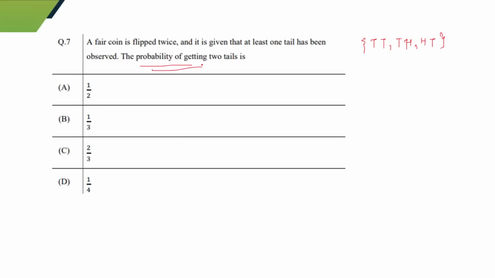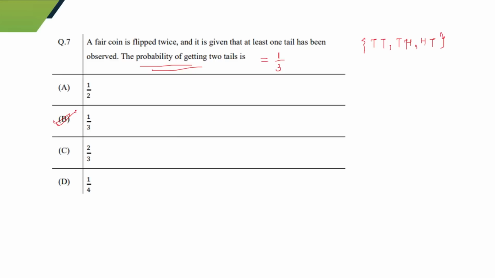Now they are asking for the probability of getting two tails. So what would be the probability of getting two tails in this sample space? We have only one element here that gives me two tails. So 1 by 3 is my probability. So option B is correct. And this similar question also gets asked in GATE computer science, in which instead of asking about tail, they have asked about head. And you can also solve it using conditional probability.